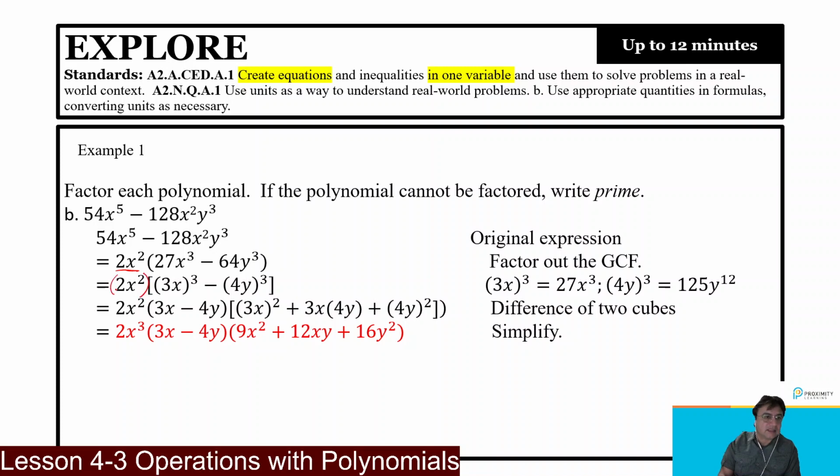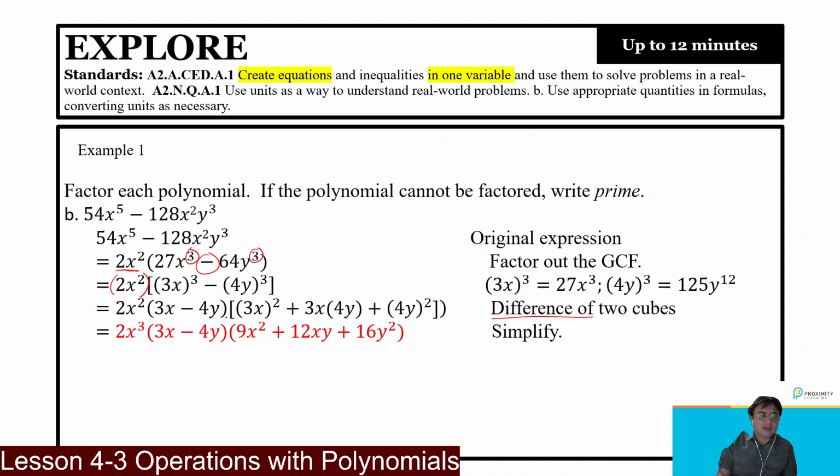So I can say that 2x squared has to equal 0, or 27x cubed minus 64y cubed has to equal 0. But we're not solving right now, so we'll just see if we can factorize this. Now, I have a cube here and a cube here. So this reminds me of the difference of two cubes because I have a subtraction here.